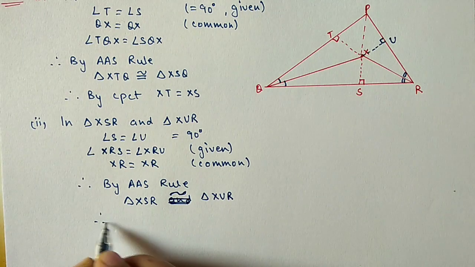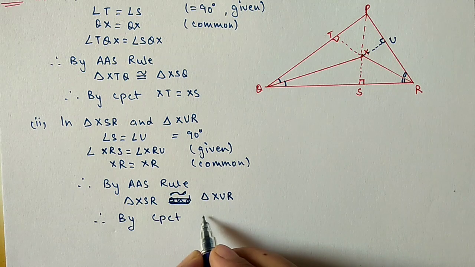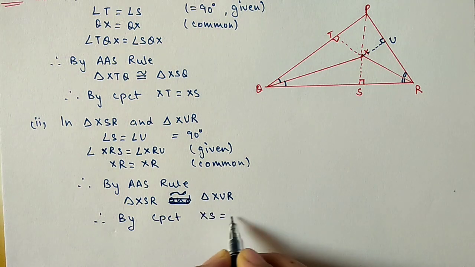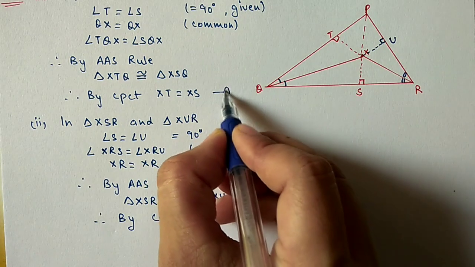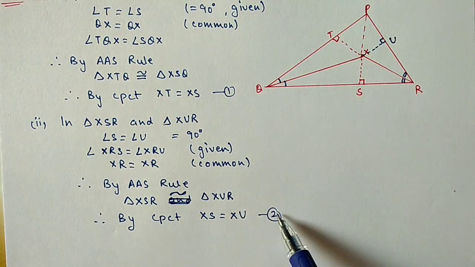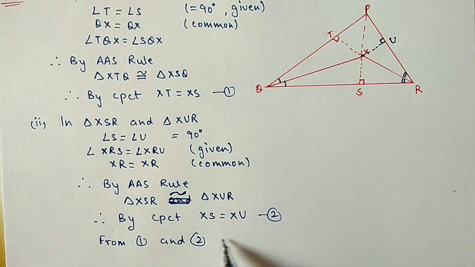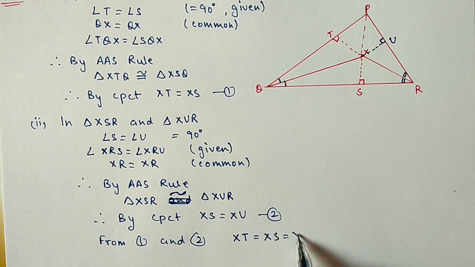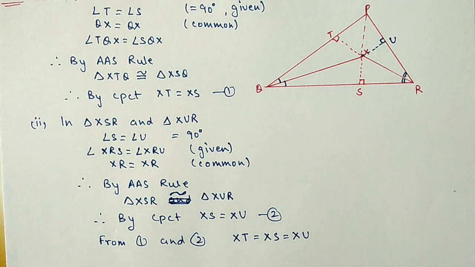So therefore by CPCT we can say XS is equal to XU. This equation we can take as 1 and this we can take as 2. So if we compare these two, from 1 and 2, we can say XT is equal to XS equal to XU. These three perpendiculars are same.